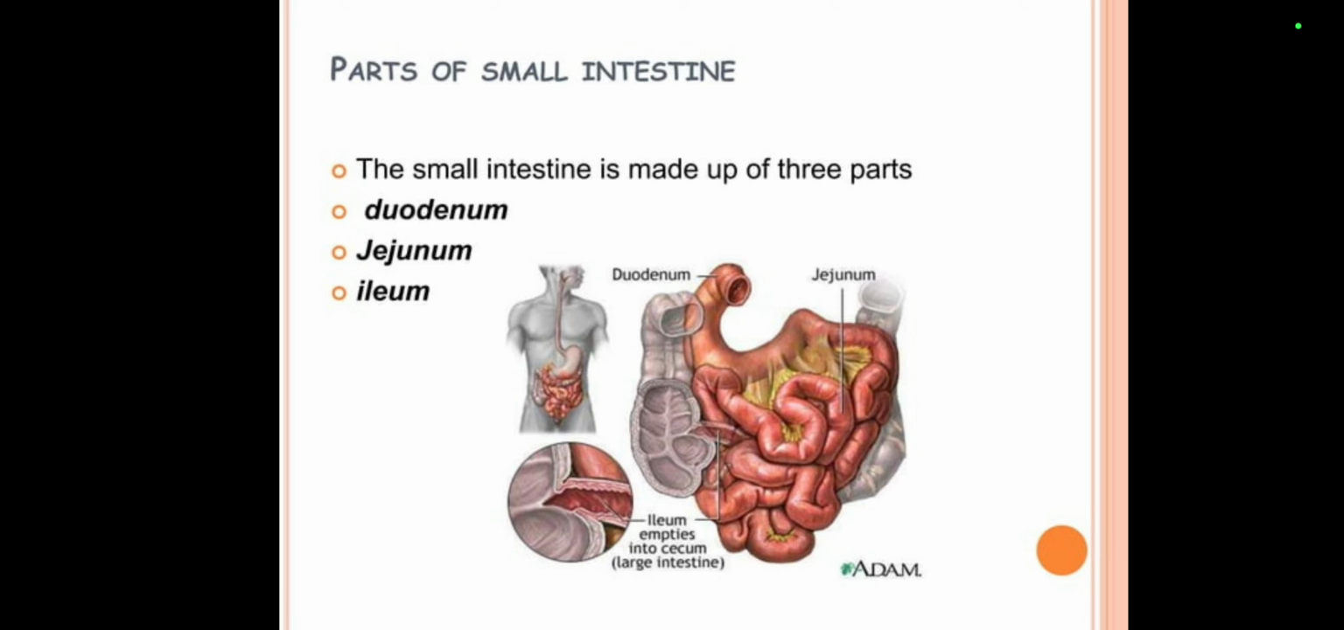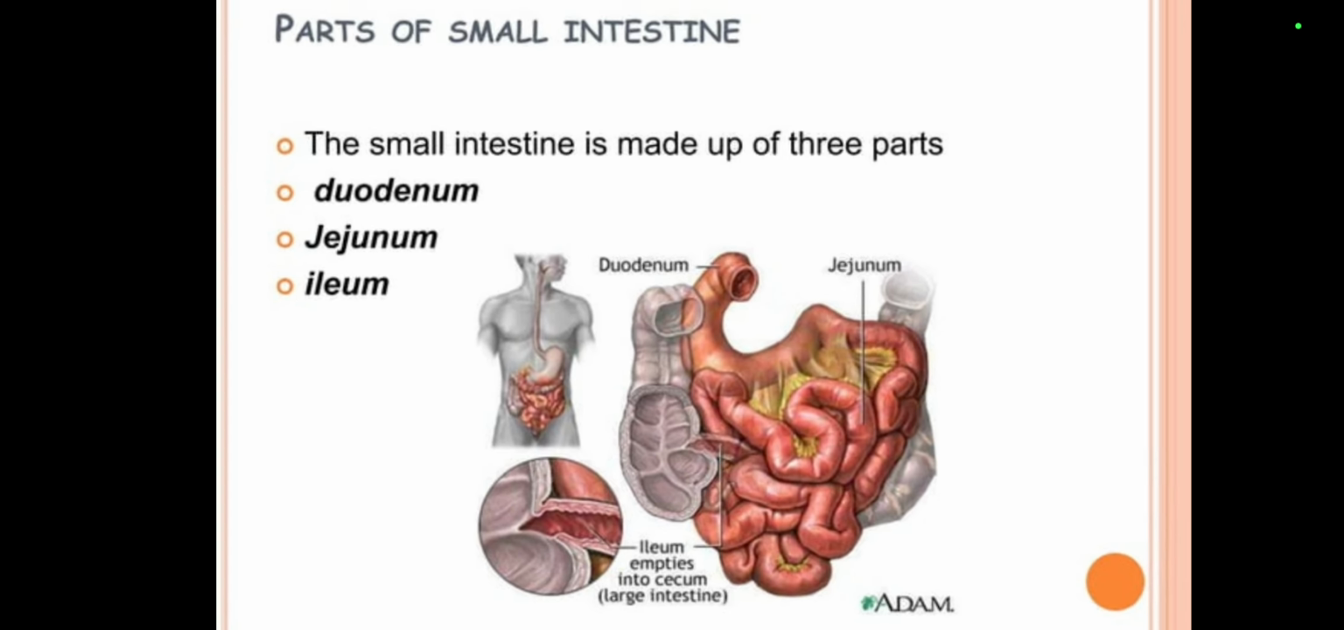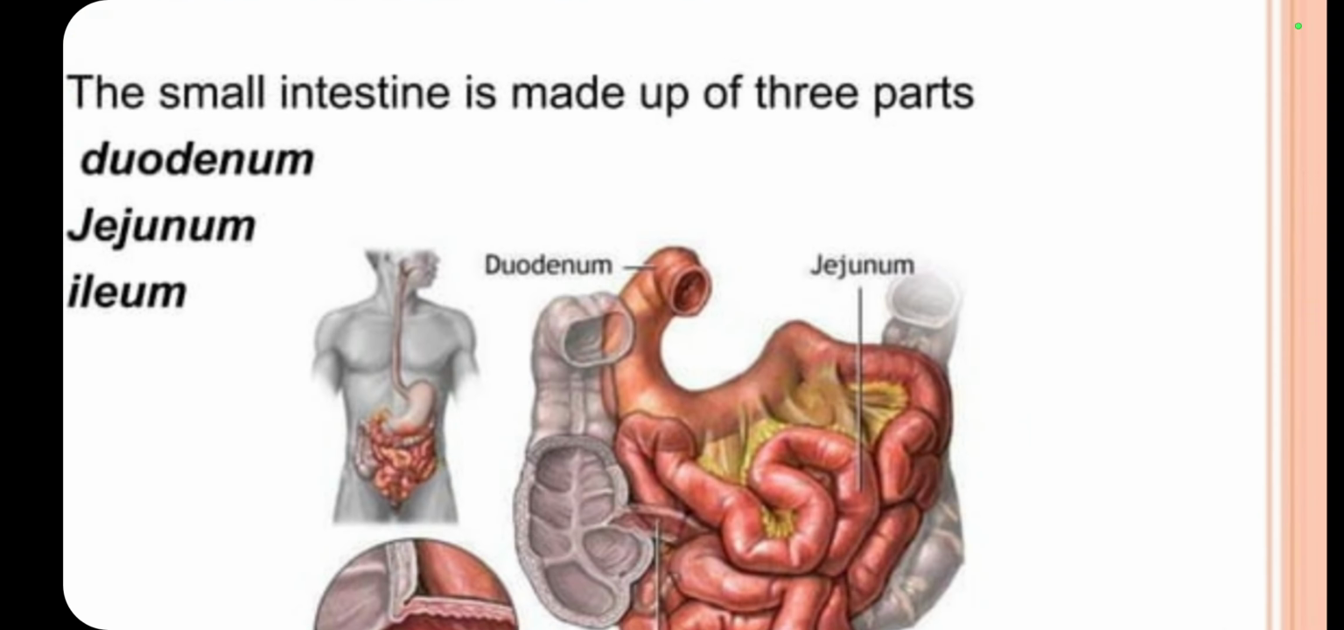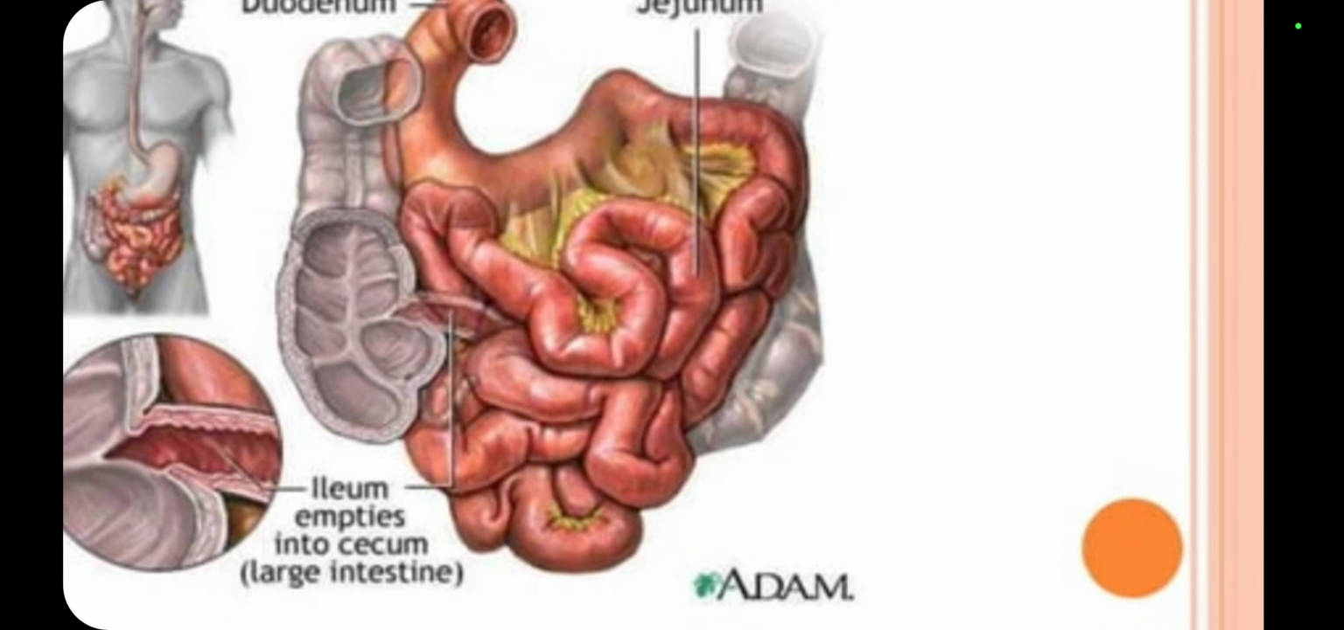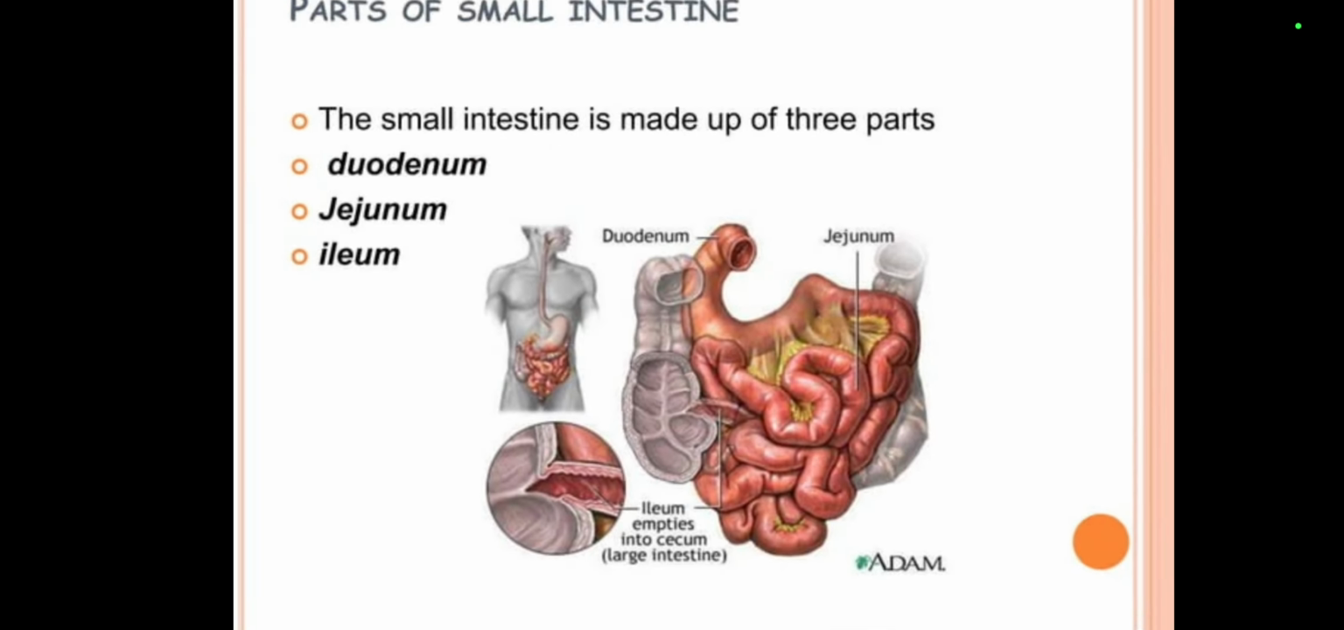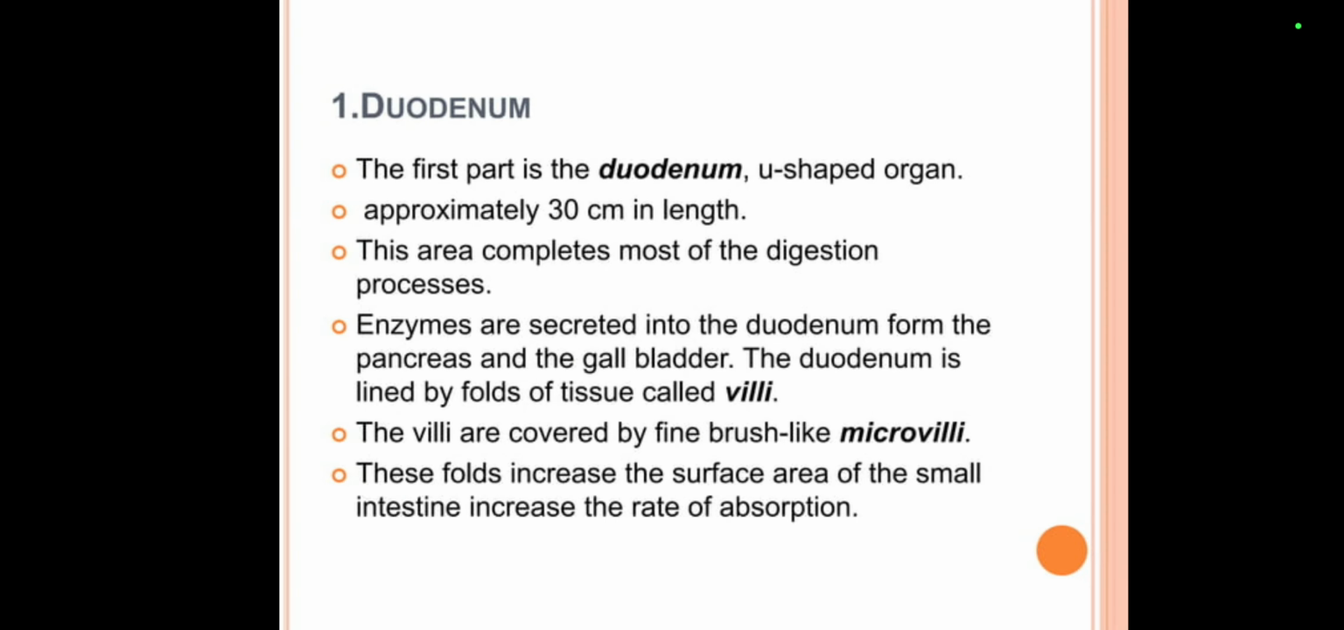The small intestine is made up of three parts. We have the duodenum, jejunum, and the ileum. We will be discussing them one by one. As you can see here, the small intestine is like a pipe, right? Okay, so now let's move forward. Let's discuss what the duodenum is.